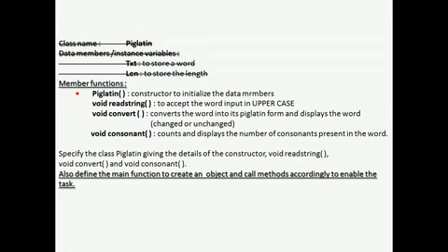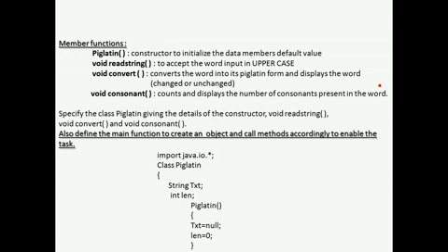Next portion comes to the member functions. At first I have to take a constructor that initializes the data members. So here I have taken the constructor. See, Pig Latin will give the default value to the data members txt and len, the same way as it is mentioned in the program. It is very easy, you can see that. So this part is done.